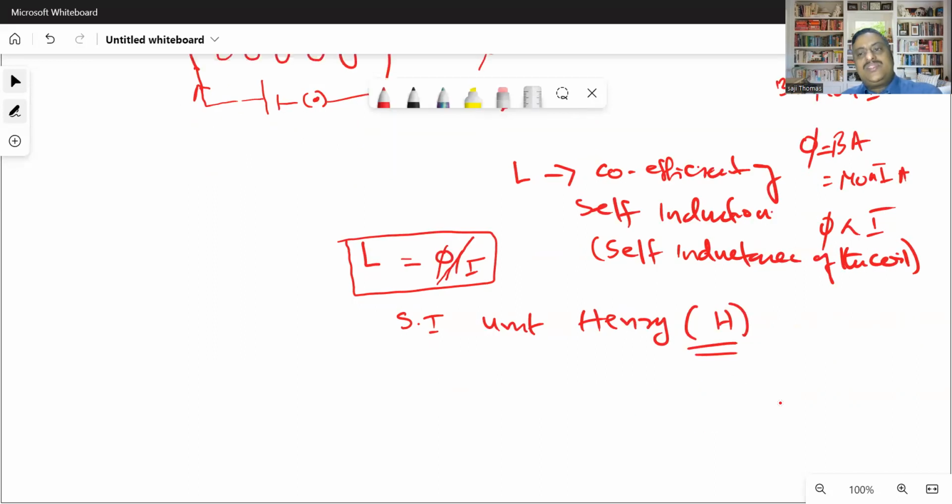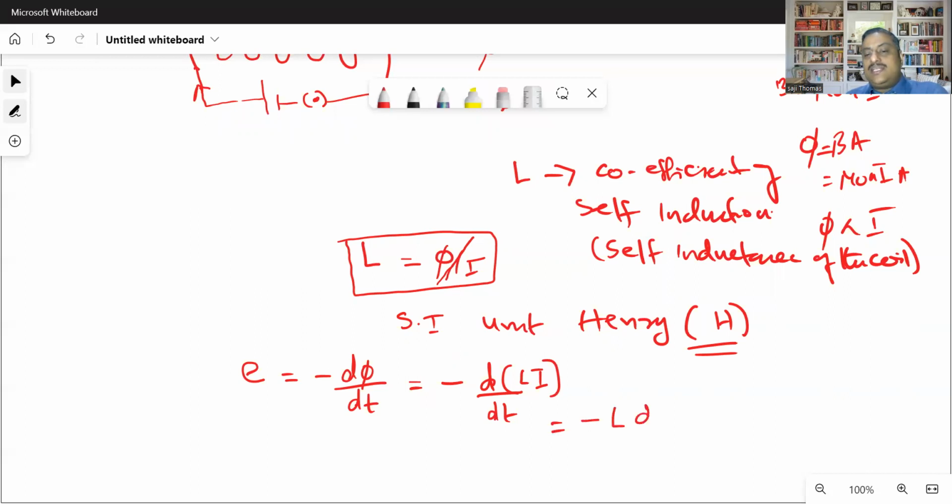We can write one more equation for self-inductance. You know, induced EMF in the coil from Faraday's laws of electromagnetic induction is minus d phi by dt. So minus of d by dt of phi, what is phi? Li. So what you are getting? Minus L, L is a constant, di by dt. So this is another equation for induced EMF: minus L into di by dt in a coil.